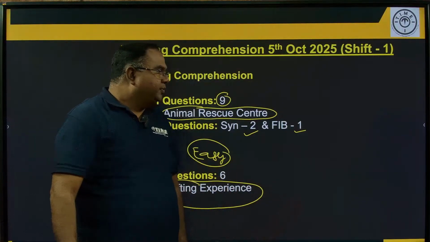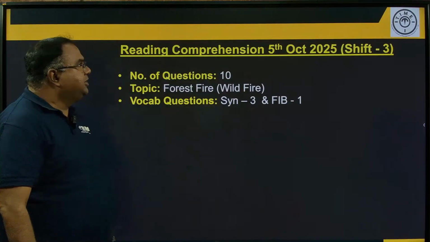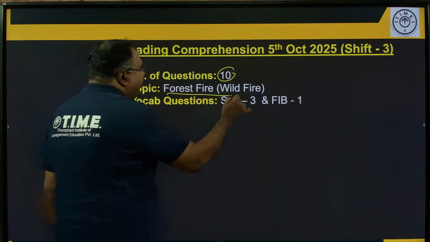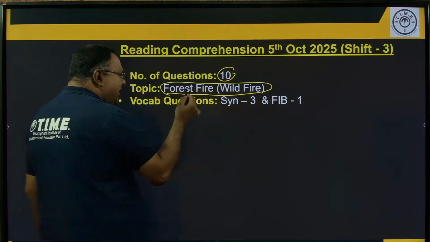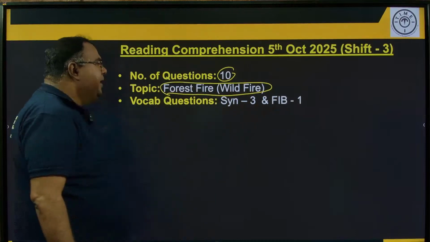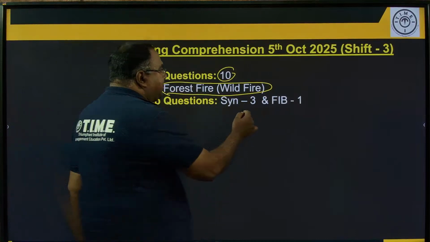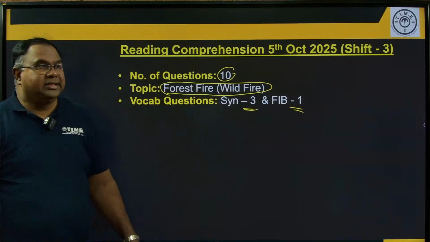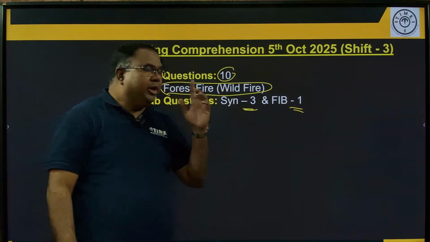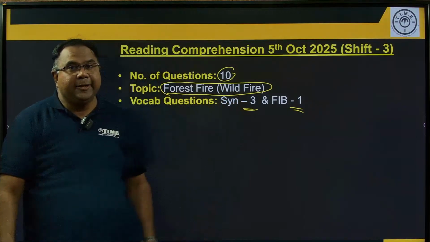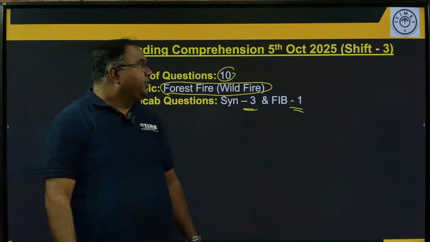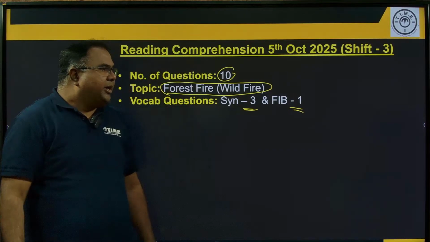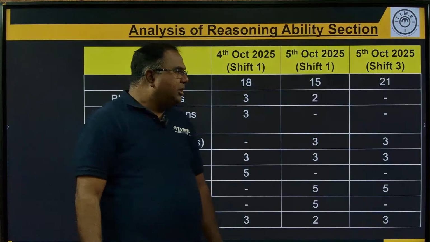Next one. 5th October shift 3, we have 10 questions on RC. This was based on the recent wildfire that happened last year. Generally it happens, forest fire and wildfire. We have 3 questions on synonyms and 1 question on fill in the blank. If you observe, FIB is a part of all the sections, but you don't have any questions on cloze test in this particular slot, right? So this is about your English section. Almost all these questions were easy.